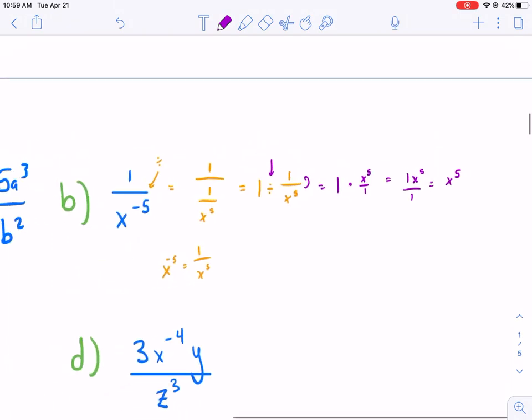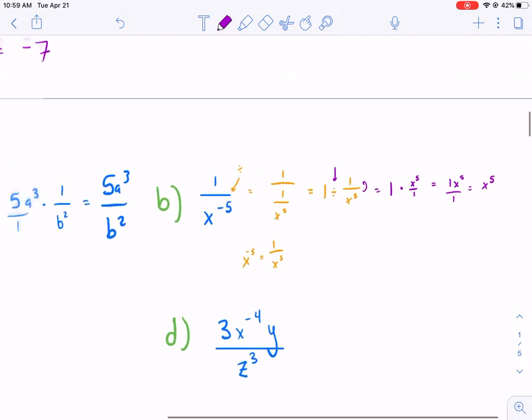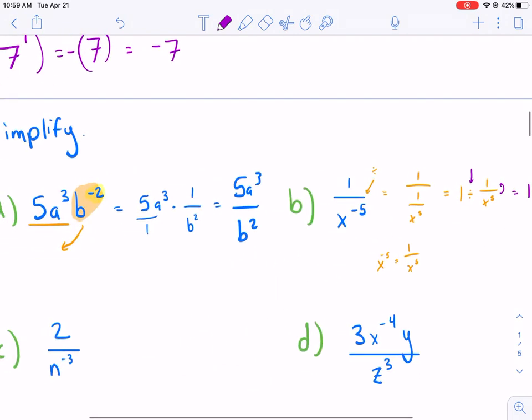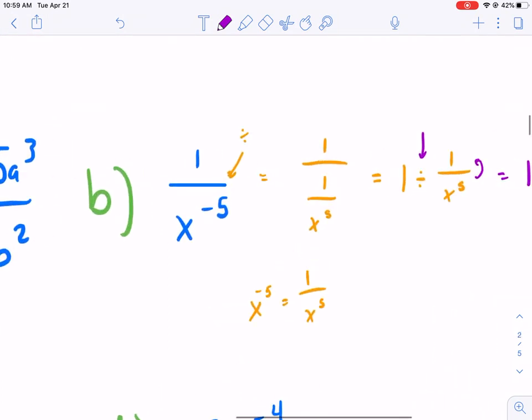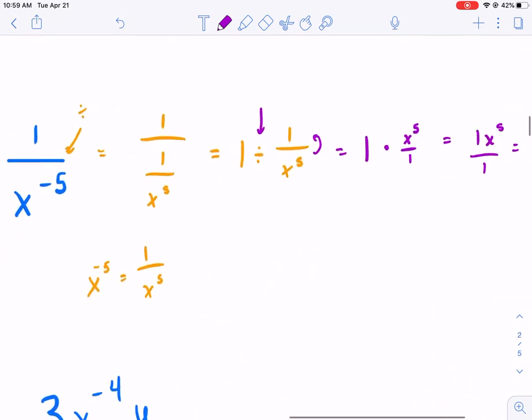So what happens? The way to think of it, okay, over here we had b to the negative 2, and it was in the numerator, it goes to the denominator. Here we had x to the negative fifth, it was in the denominator, it went to the numerator.